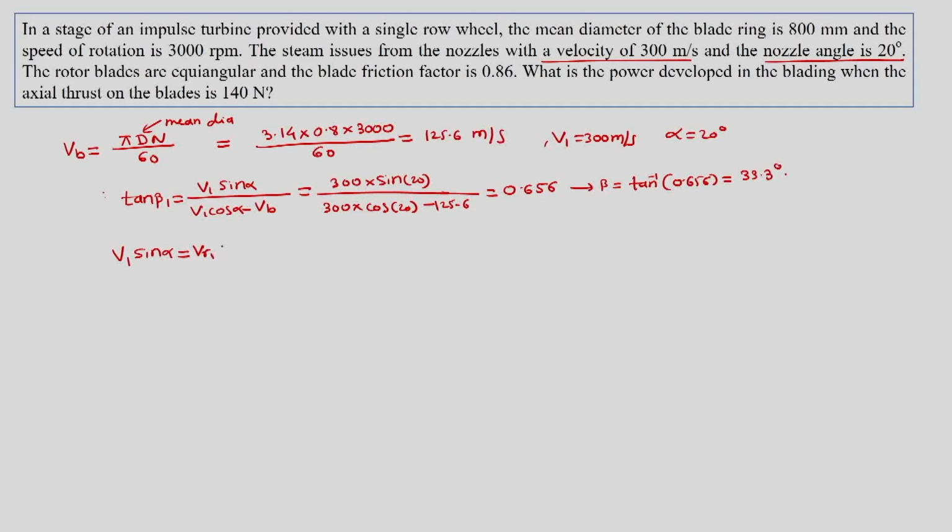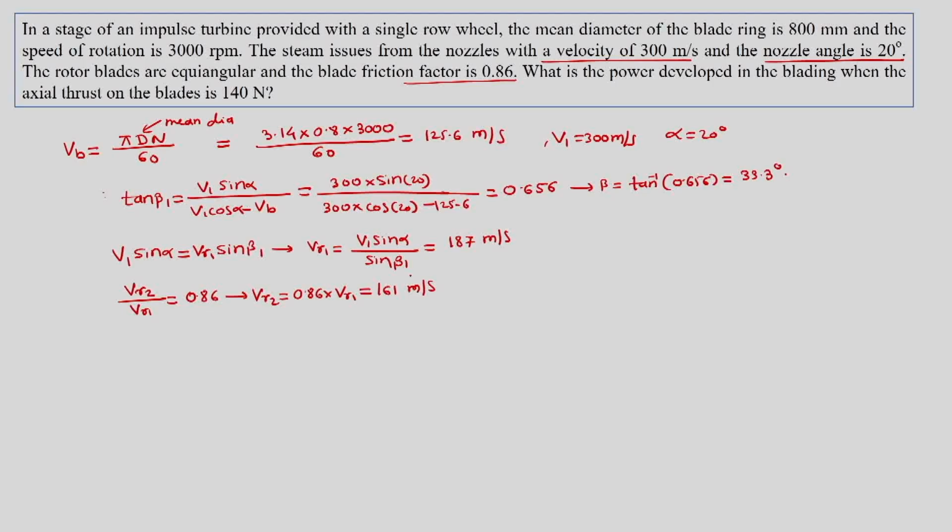Now we can make use of this beta to find out VR1, since V1 sin alpha is equal to VR1 sin beta 1. So VR1 is equal to V1 sin alpha divided by sin beta 1, and this gives VR1 as 187 meter per second. It is told to us that the friction factor is 0.86. So VR2 divided by VR1 is 0.86. So VR2 is equal to 0.86 into VR1, and we have VR2 as 161 meters per second.